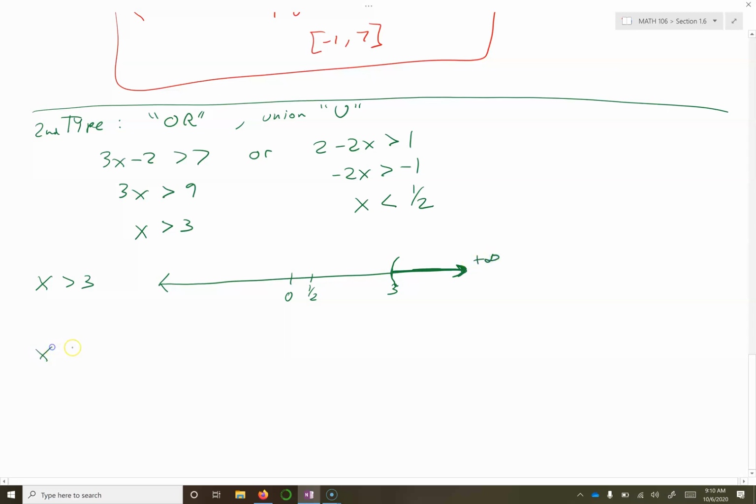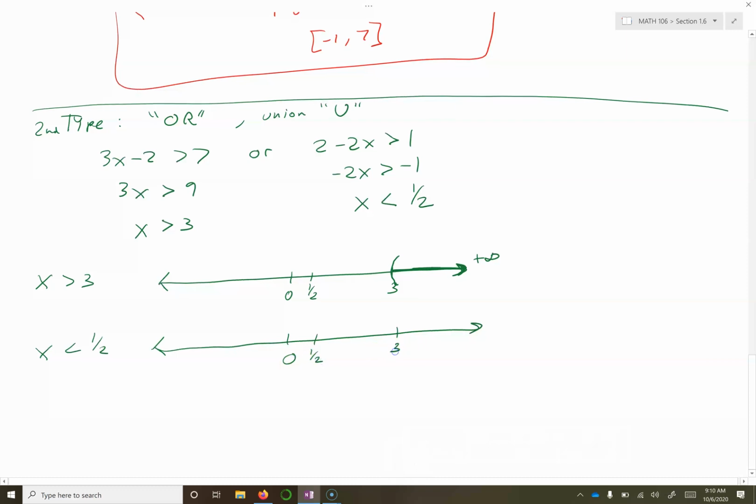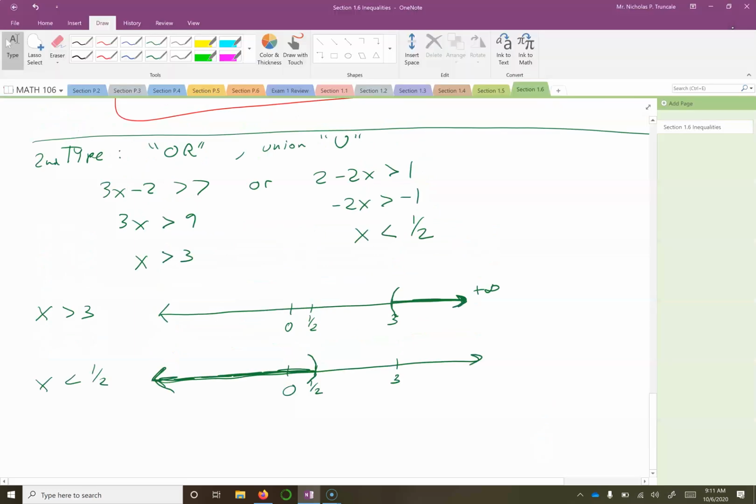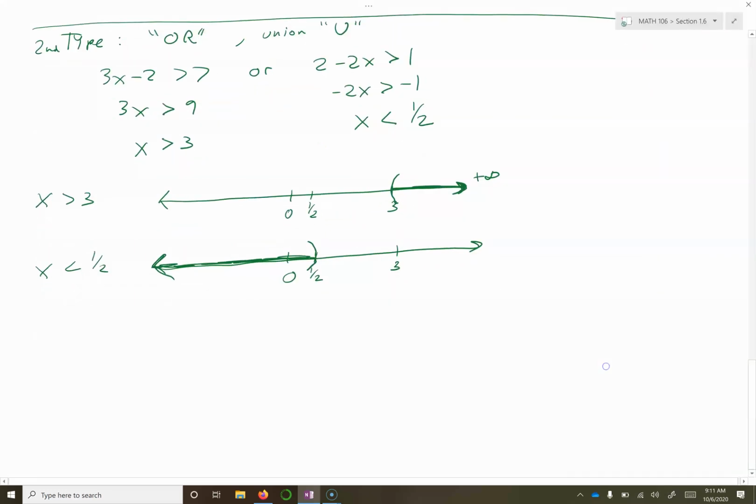Now I do x is less than 1/2. I'll just reproduce that same number line with the same numbers. I'm less than 1/2, so I have a parenthesis and shade to the left. All right, so there's my second one. Now let me get back that red color. This is the easier one to figure out because anything that is shaded on those number lines becomes the solution to the OR.